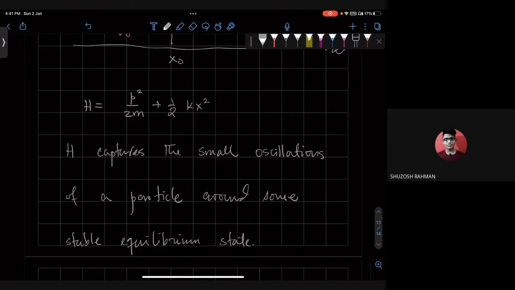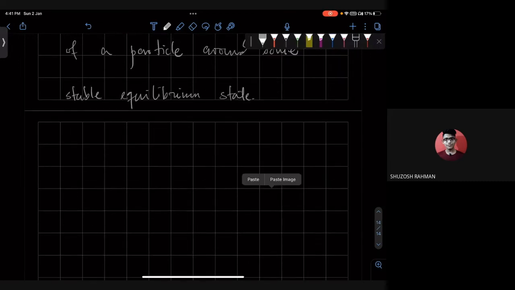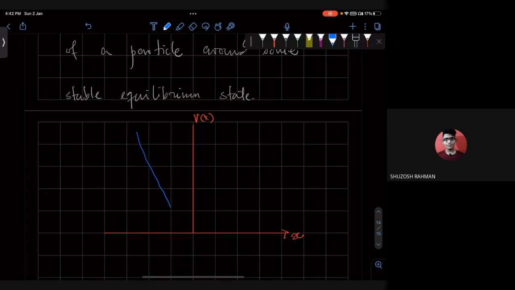Let me then draw the potential for this. We are forgetting about the original problem, and we are just looking at this. So this is x, this is V of x, and our potential looks something like this. This is the potential for the simple harmonic oscillator.